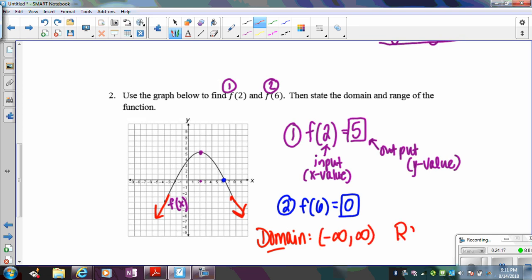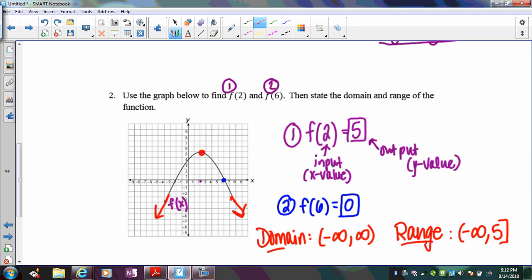The range keeps getting smaller down below. So when we go bottom to top here along the y-axis, it's going to keep going down. So it's going to be negative infinity. But then I go up and it stops right here at 5. So that means it's going to stop at 5 and include 5. So I'm using the hard bracket around it.